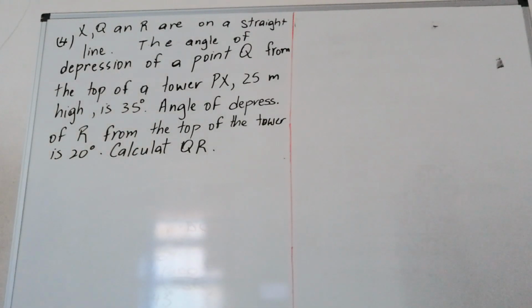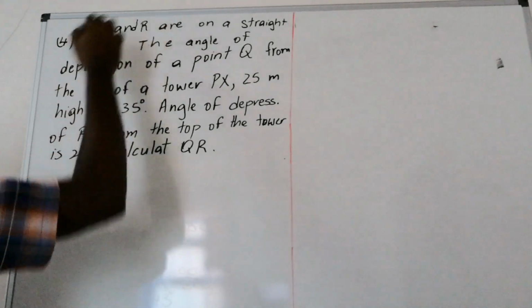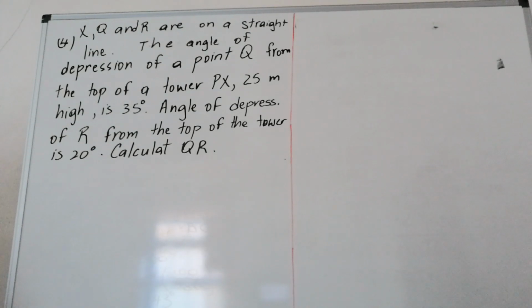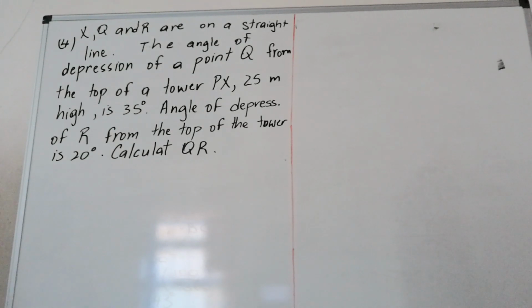Here we have a question. It says X, Q, and R are on a straight line. The angle of depression of a point Q from the top of the tower PX, 25 meters high, is 35 degrees. And the angle of depression of R from the top of the tower is 20 degrees. Calculate QR.